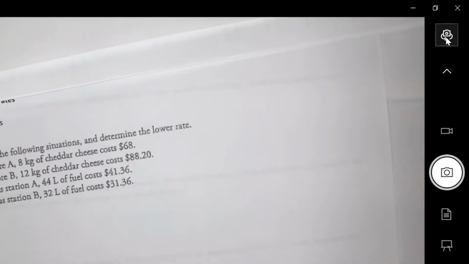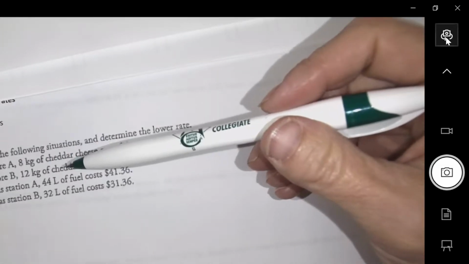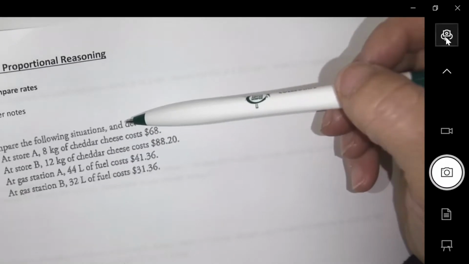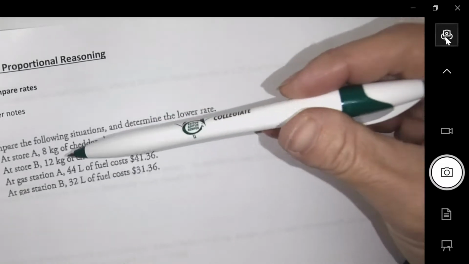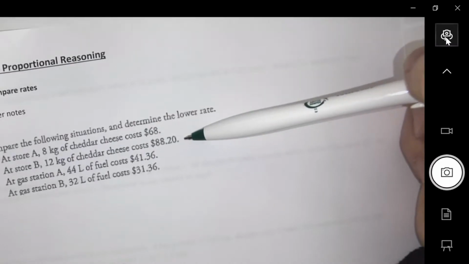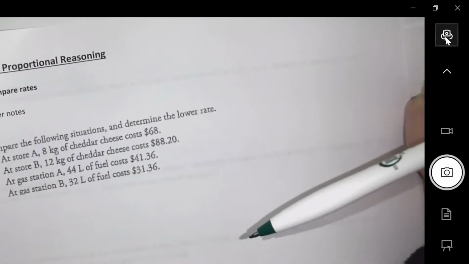Okay, so when we're starting this proportion unit, we're going to start with a lesson on comparing rates. Store A has an 8-kilogram container of cheese for $68, and store B has a 12-kilogram container for $88.20. So we're going to figure out which one is cheaper.